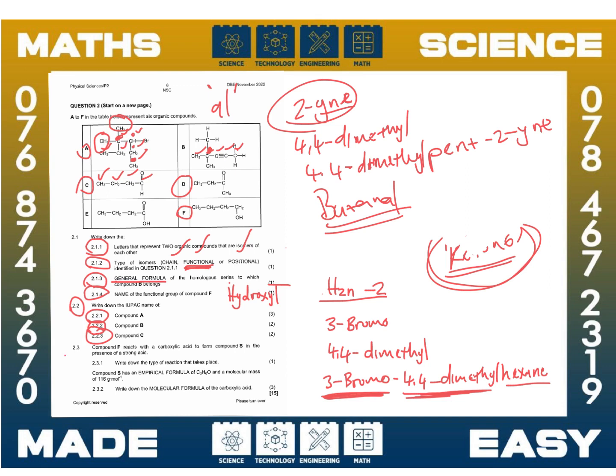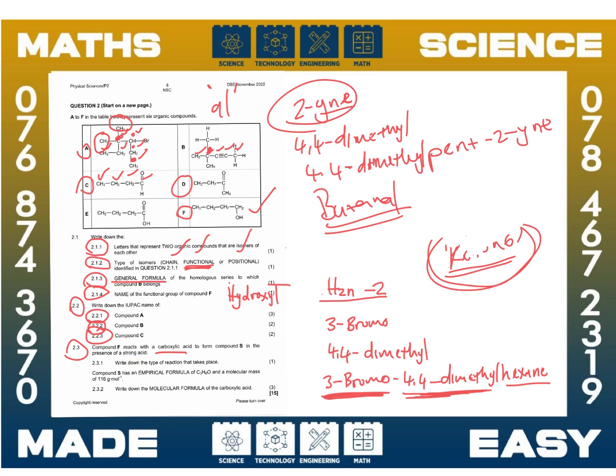Then we go to 2.3. It says compound F reacts with a carboxylic acid to form compound S in the presence of a strong acid. Okay, so compound F, which is an alcohol, reacts with a carboxylic acid. We know that when an alcohol reacts with a carboxylic acid, the type of reaction is esterification.